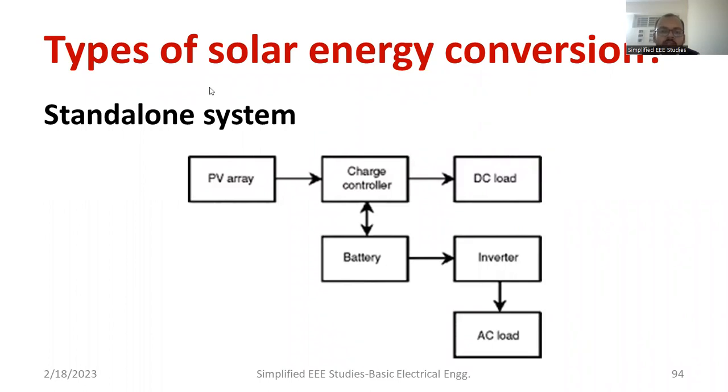Now I would like to discuss standalone system. The main purpose of the standalone system is that we can operate the load independently. You know, there are two types of load. First type of load is known as DC load. For example, normal light, like incandescent lamp.